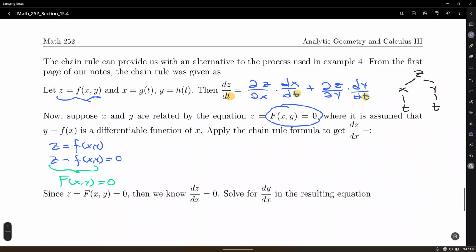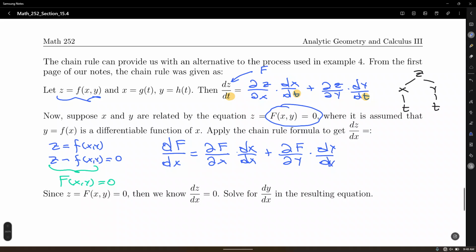So this will be the following, and I'm going to replace this z with a big F. Okay? So, changing the variables rather, that is partial of f with respect to x times dx plus partial of f with respect to y dy dx. So all I did is I replaced the t's with x's, okay? Nothing really interesting.